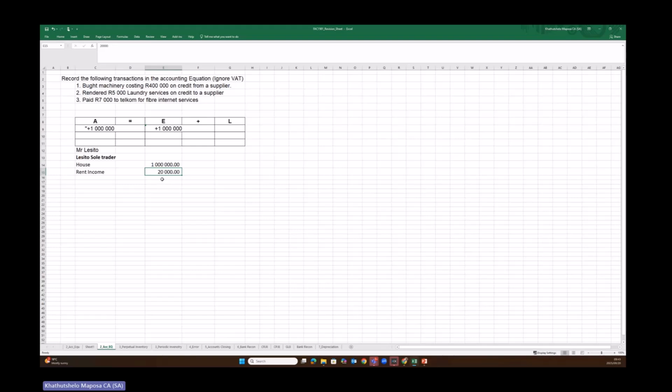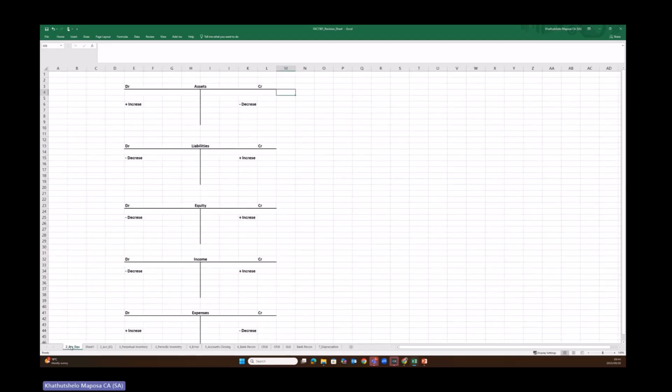When a person has paid you rent, let's assume they've paid directly into your bank. It means on your asset side, your assets, which is money in the bank, is going to increase by 20,000. And on the other side, this is an income. This is where it might get a little bit confusing. This is an income. Let me go back here. I think this is where we're working.